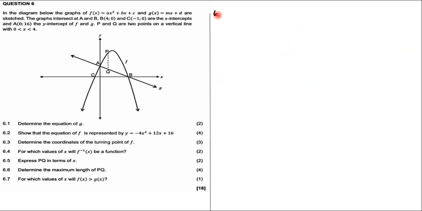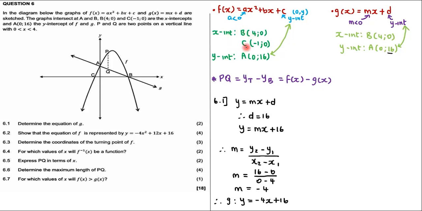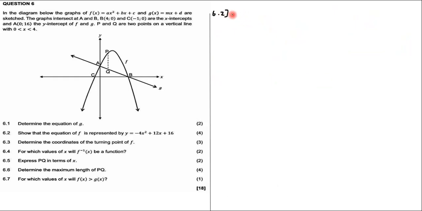The second question says, show that the equation of f is represented by y equals minus 4x squared plus 12x plus 16. All right. Now, how do we find the equation of f? To find the equation of f, it depends on what we're given. In this case, when you go over the instructions, we were given x-intercepts, right? And also we were given a point. Because of that, in order for us to find the equation of f, we need to start off by writing the intercept form.